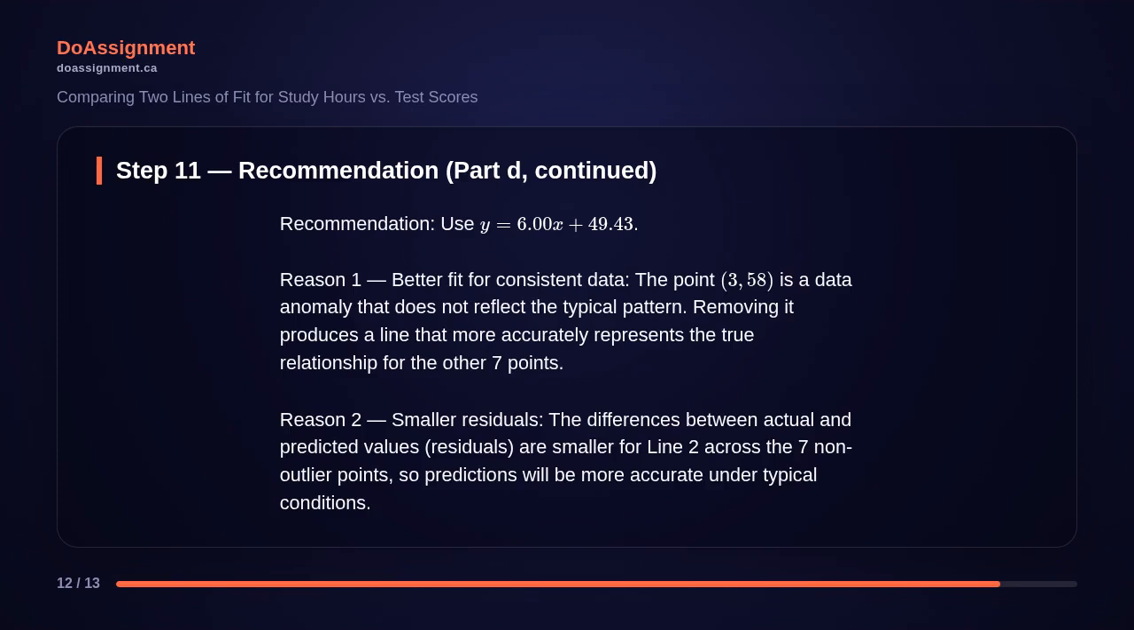We recommend line 2, y equals 6.0x plus 49.43, for 2 reasons. First, the outlier is likely an anomaly that does not reflect typical performance, so removing it gives a better picture of the real relationship. Second, line 2 produces smaller residuals, that is, smaller prediction errors, for the 7 consistent data points, making it more reliable for forecasting future test scores.